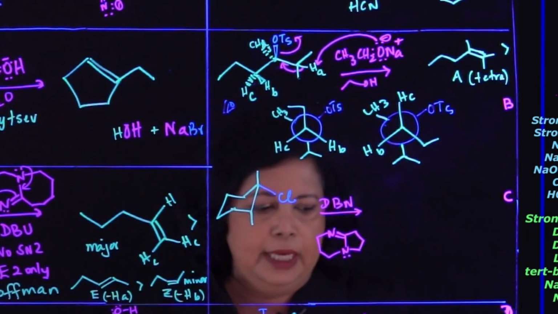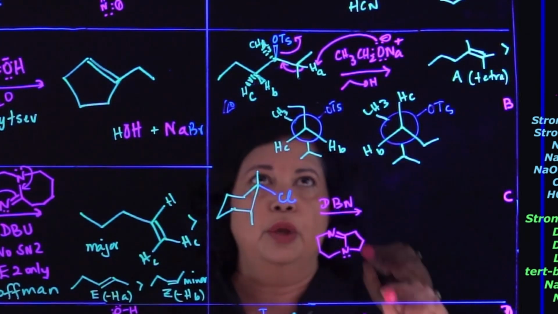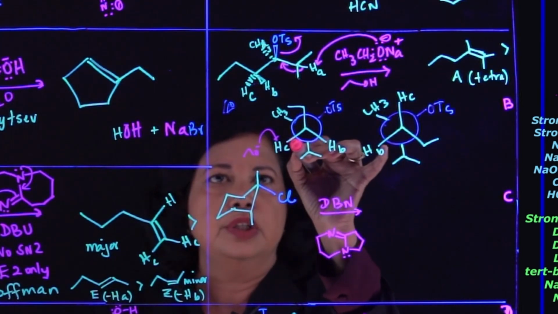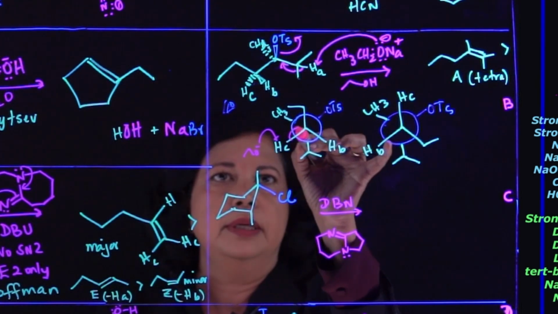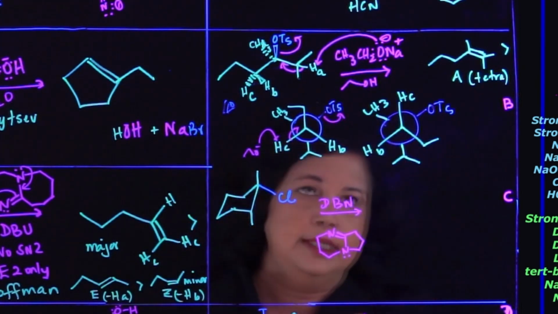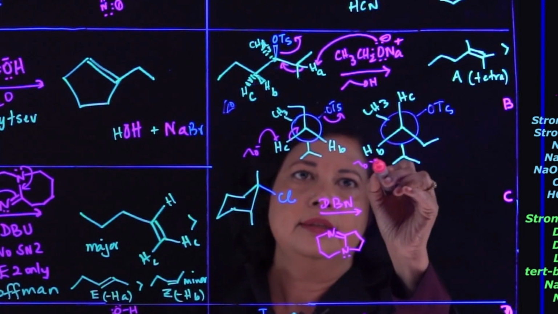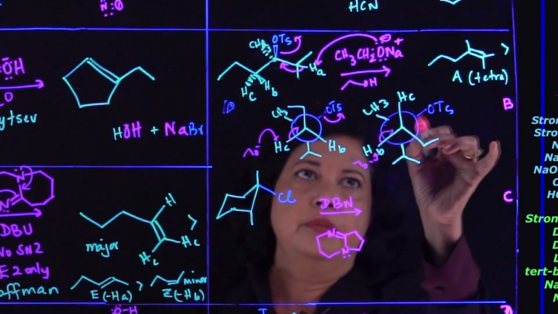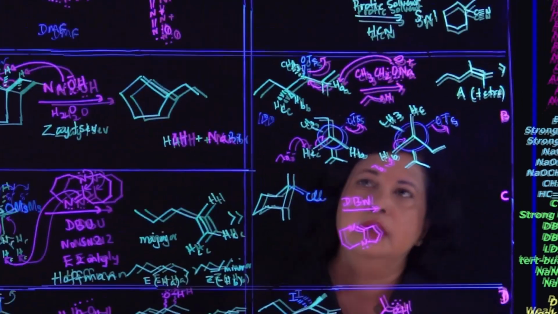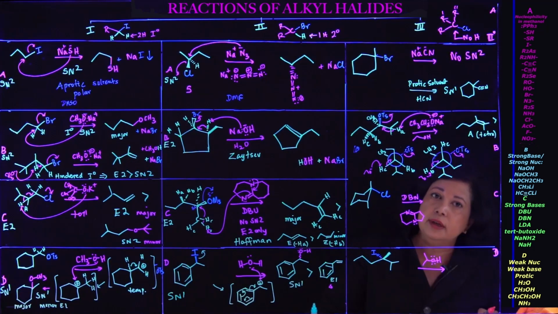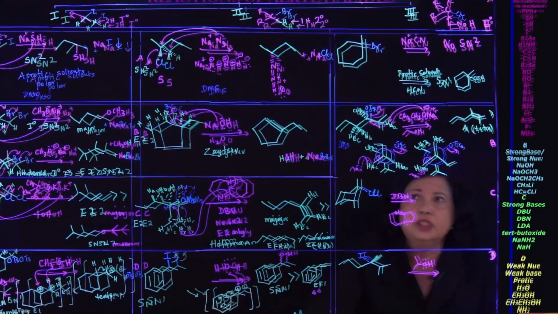So in both cases, you're going to do the same thing. You're going to take your base, which is your ethoxide, and pull off the hydrogen. Those electrons are going to go into that carbon here and kick out that OTS. You could do that with HC or HB. So really, there's no difference in the mechanism. Which one do you think is going to have a lower energy transition state, which means your activation energy is lower? Look at the sterics.